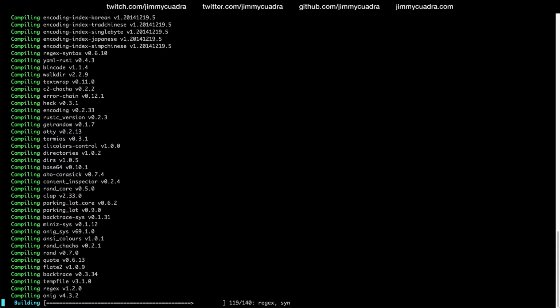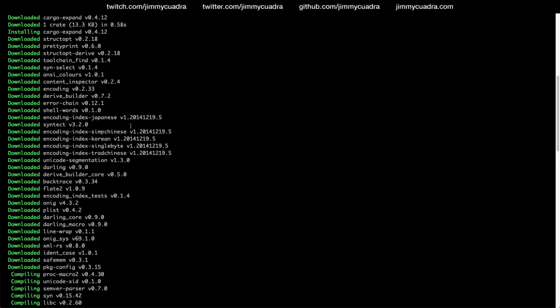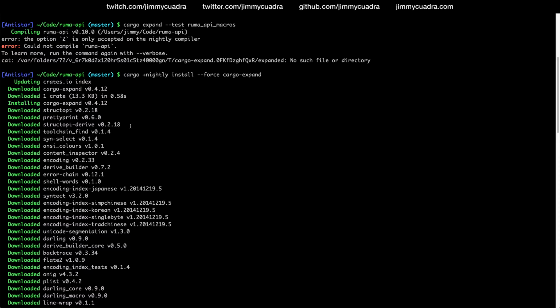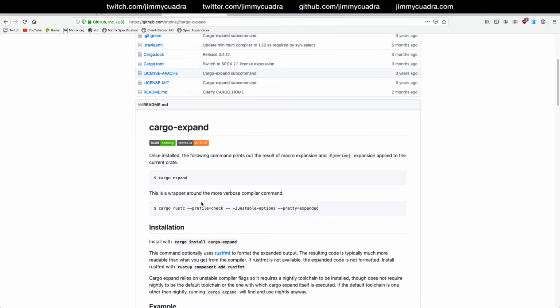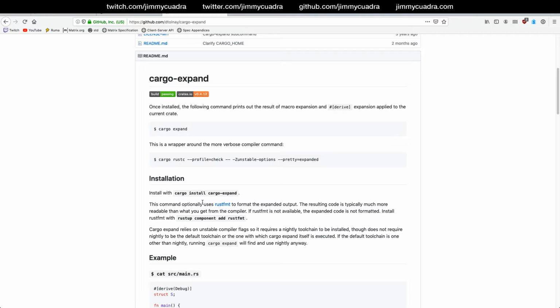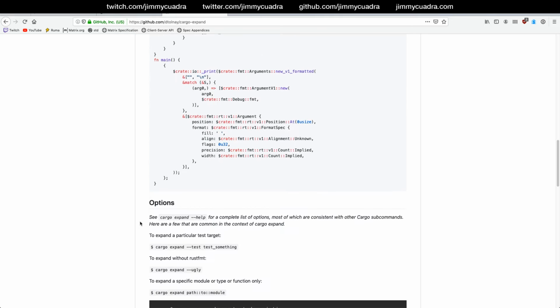Oh my goodness. That's a lot of stuff to compile just to have cargo expand. What on earth is it doing? Why does cargo expand depend on all this stuff? I thought it was just a wrapper around cargo rustc. Huh. That is pretty annoying.